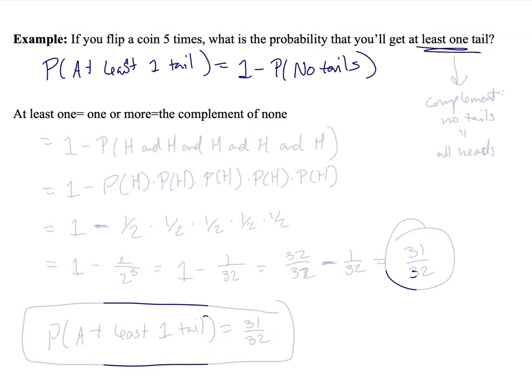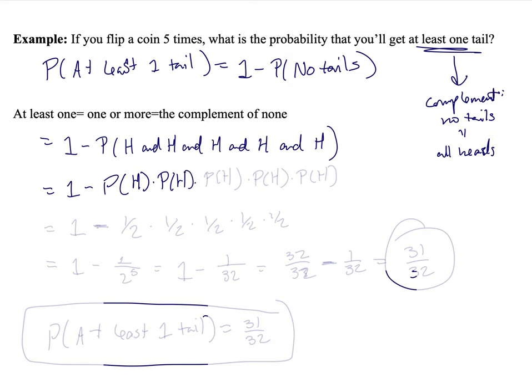So again, at least one tail. The complement is no tails, or equivalently, all heads. So this is equal to 1 minus the probability of no tails, or all heads. So head, and head, and head, and head, and head. 5 heads in a row. And so that's equal to 1 minus, as we said, coin flips are independent. So the probability the first is a head times the second is a head times the third is a head times the fourth is a head times the fifth is a head. The probability of those 5 independent events, so this is 1 minus.